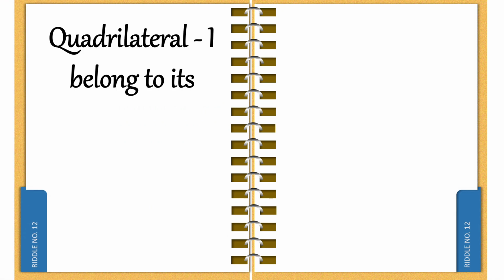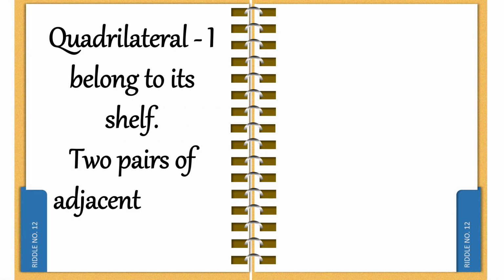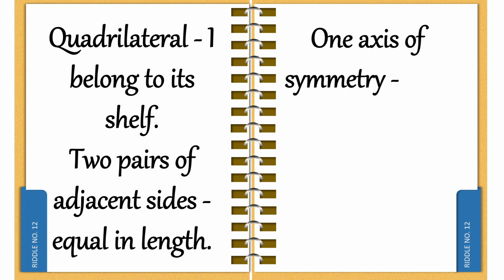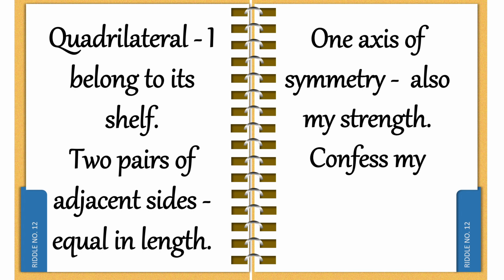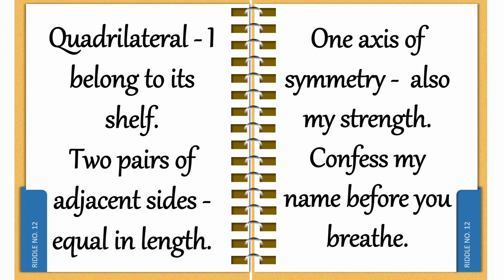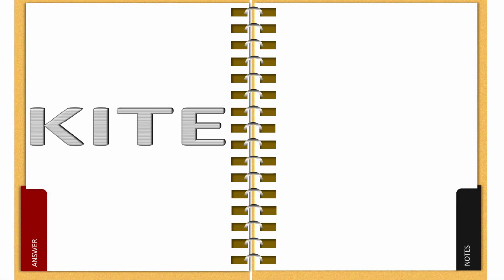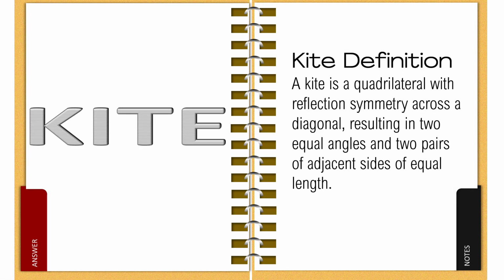Quadrilateral, I belong to its shelf. Two pairs of adjacent sides, equal in length. One axis of symmetry, also my strength. Confess my name before you breathe. Kite is the correct answer. This is the definition that supports the answer to the riddle.